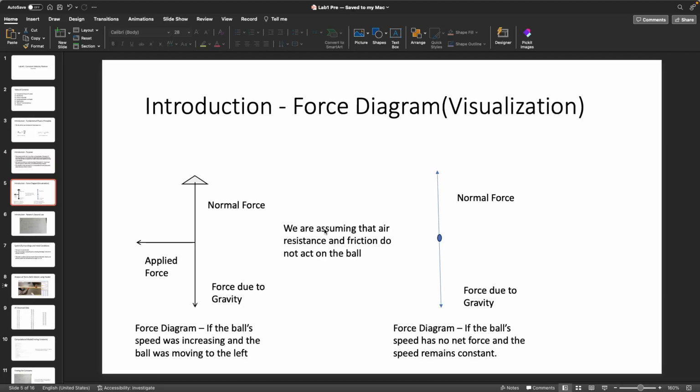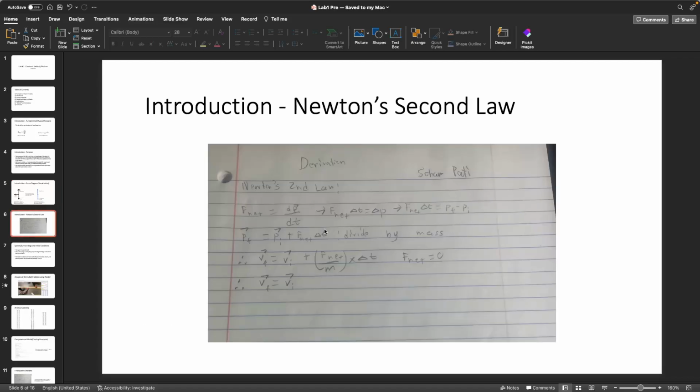So let's talk about force diagrams. Obviously, if a ball's speed is increasing and the ball is moving to the left, there will be an applied force to the left, along with the normal force and force due to gravity. But in our case, we're going to assume that there's no net force and that the speed remains constant, which means there'd just be normal force and force due to gravity. For this experiment, we're going to assume that air resistance and friction do not act on the ball, which is obviously not true.